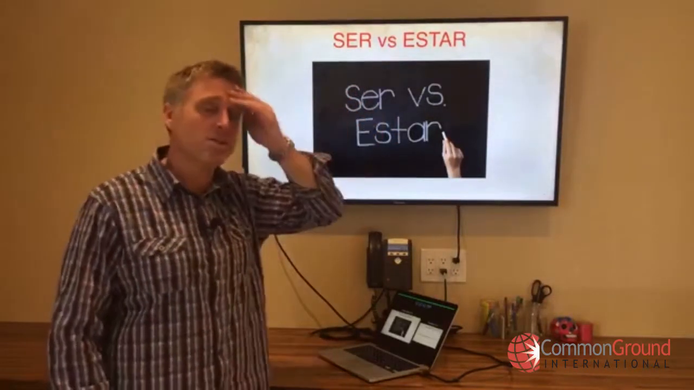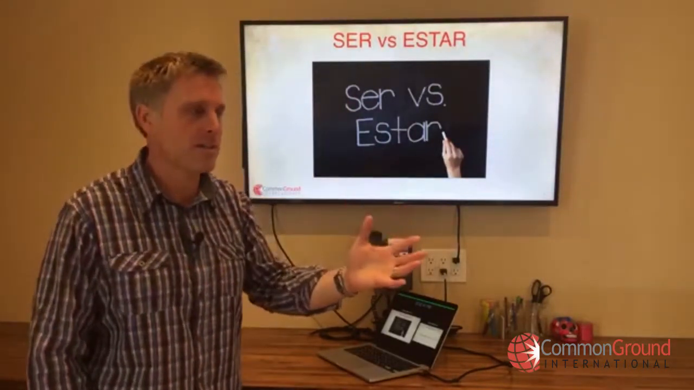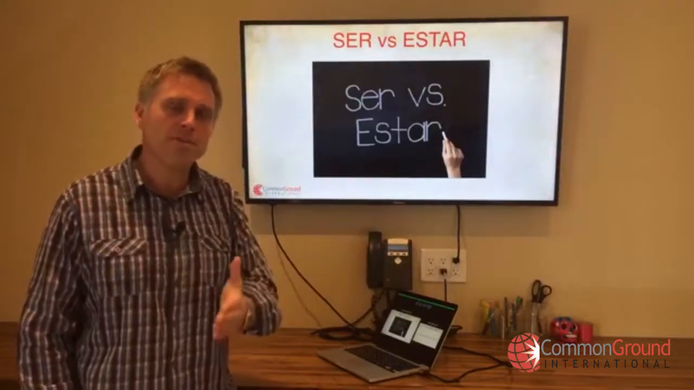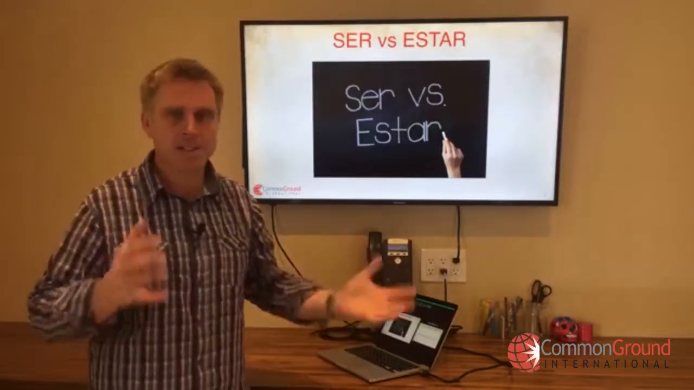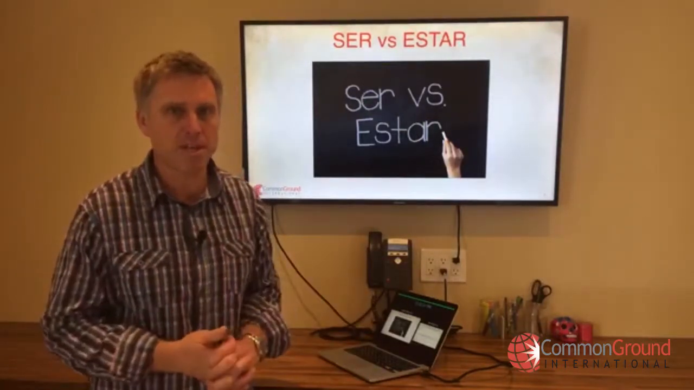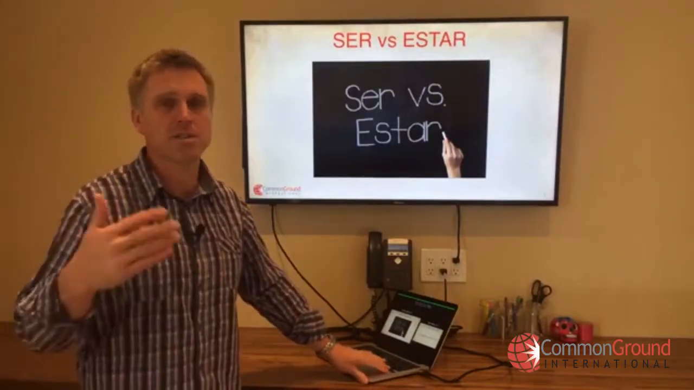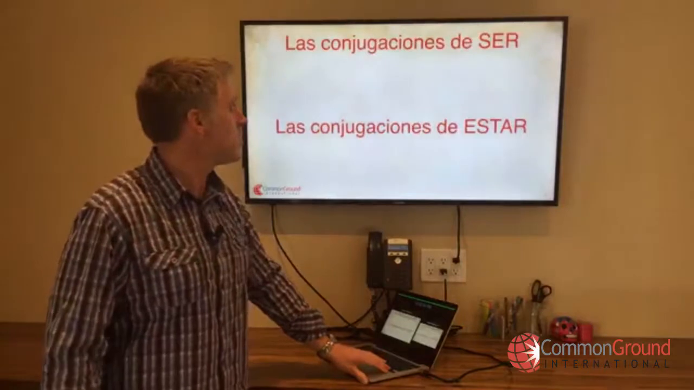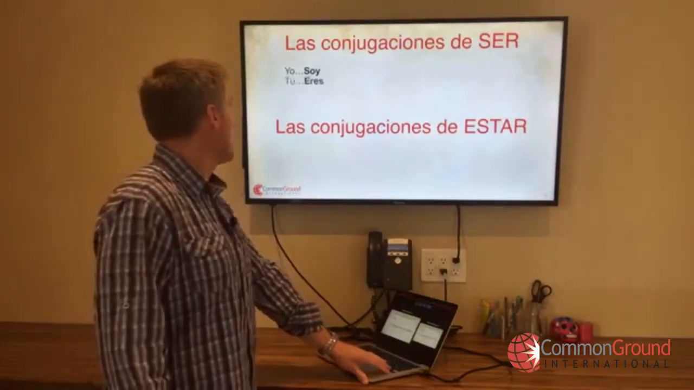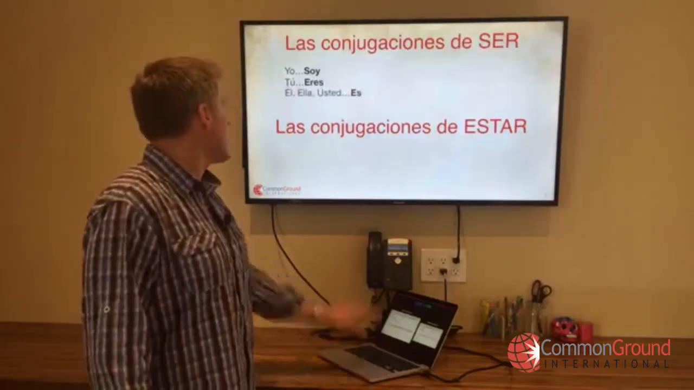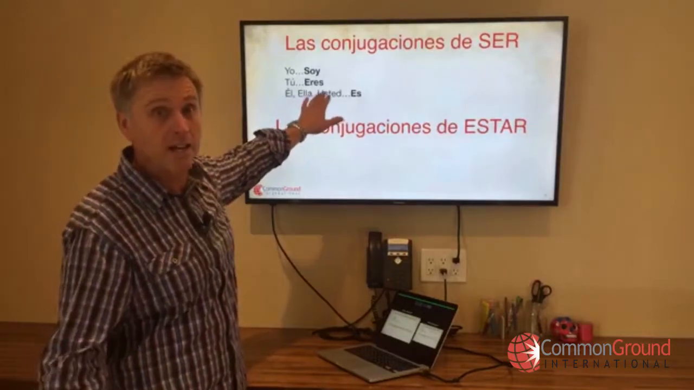Those two verbs that can cause dolor de cabeza for anyone speaking Español, and especially for you if you're a native English speaker and you're working on trying to figure out how to manage these two verbs that both mean to be in Español. Let's dive in and take a look first at the different conjugaciones, just for a quick review. So, las conjugaciones del verbo ser. Yo soy, I am. Tú eres, you are. Él, ella, usted es, so he is, she is, and you, usted, are.